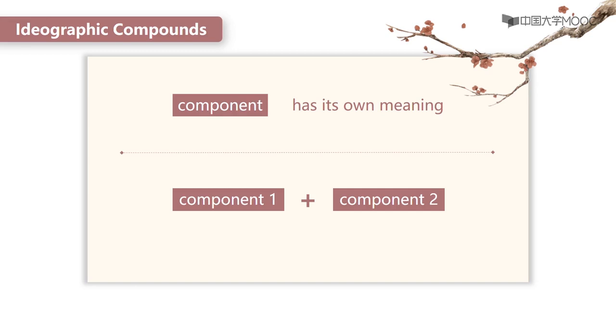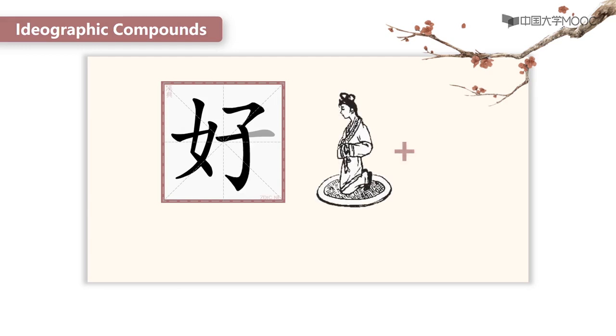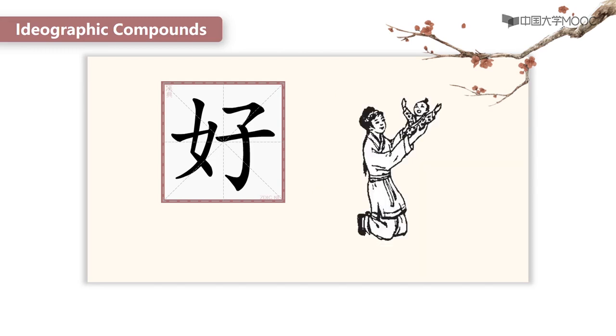The second way is ideographic compounds. Each component has its own meaning. When the different meanings are put together, it comes to a new meaning. For example, 好. When the 2 simple images, 女 and 子, are put together, it carries a new meaning. Just imagine a mom is holding her baby in her arms. So it has come to mean good. Pay attention here, please. The structure of this character is left and right.